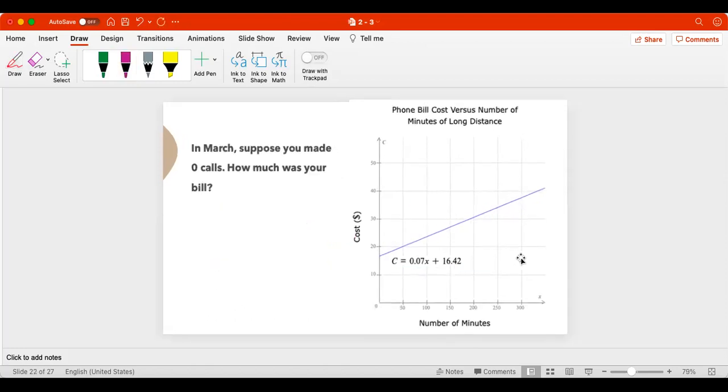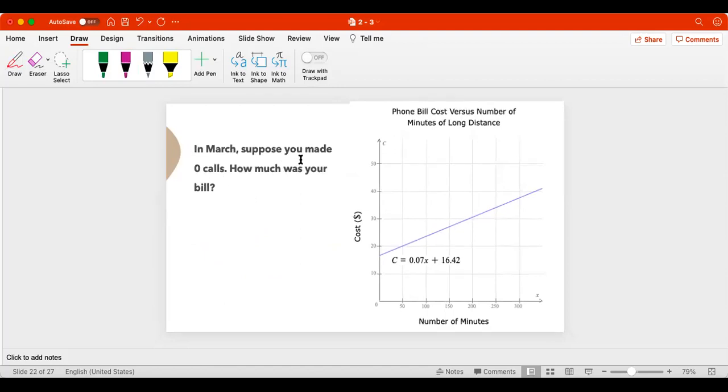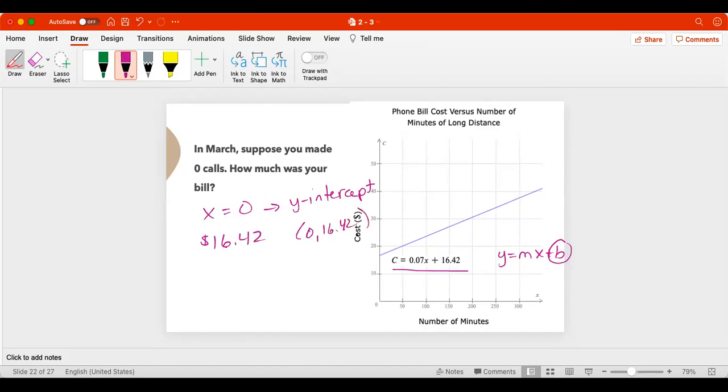Okay, my next one is in March, suppose you made 0 calls. How much was your bill? Well, 0 means X is 0. Wait a second, when X is 0, that's the y-intercept, right? So what is the y-intercept of this graph? Notice that this cost equation is written in slope-intercept form. The B is right here, 16.42. So the cost will be 16.42. That's because we have (0, 16.42) as the y-intercept.